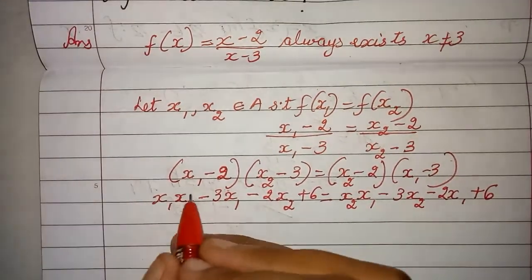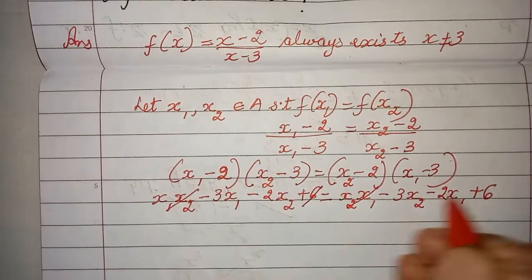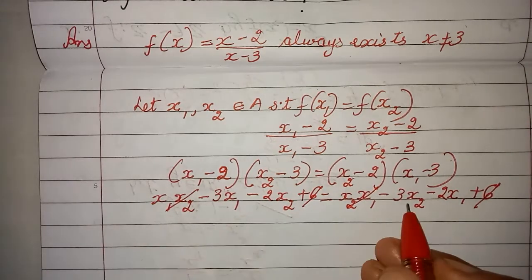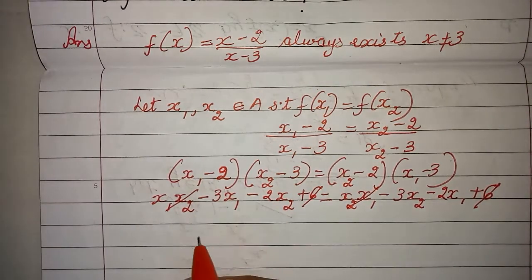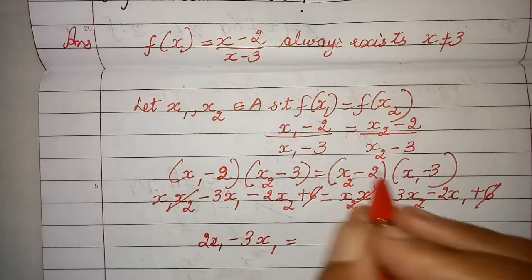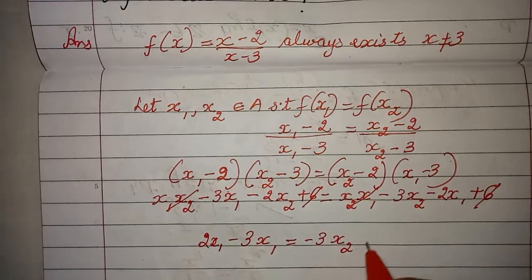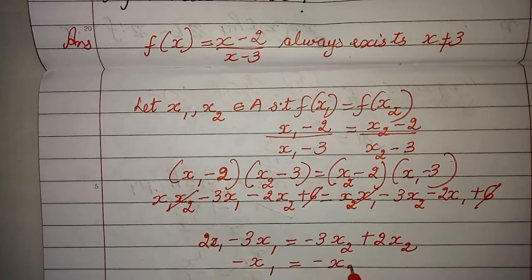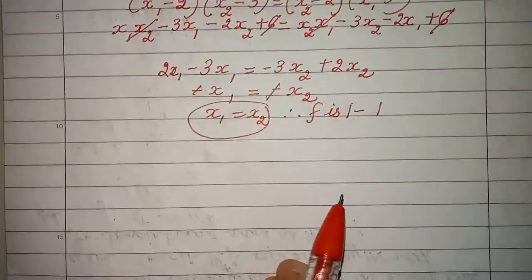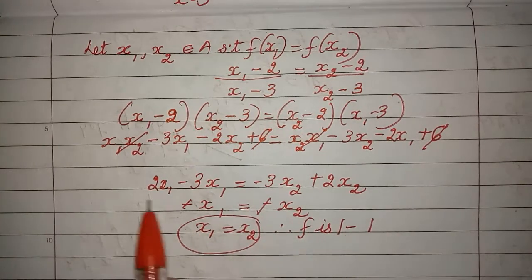Okay, so let us cancel the common terms. x1x2, plus 6 and plus 6 cancel. Now here x2x1 and x1x2 also cancel. You can just club the rest together. So I am going to bring 2x1 here. If I bring 2x1 here, it will be 2x1 minus 3x1. Now this will go here. It will become minus 3x2 plus 2x2. So when you subtract it, you will get minus x1 is equal to minus x2. I can cancel the minus. So I will get x1 equal to x2, which is very true. Therefore, my function is one-one, because I started with f of x1 equal to f of x2 and I am able to find x1 equal to x2.